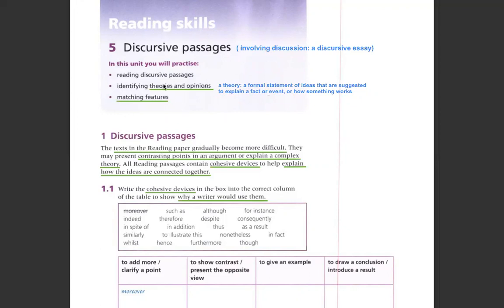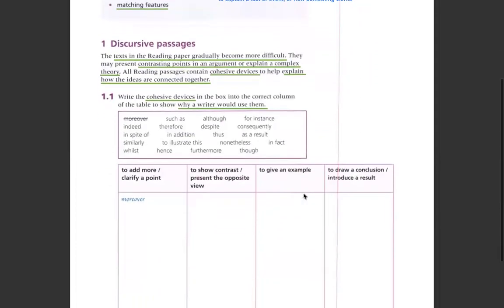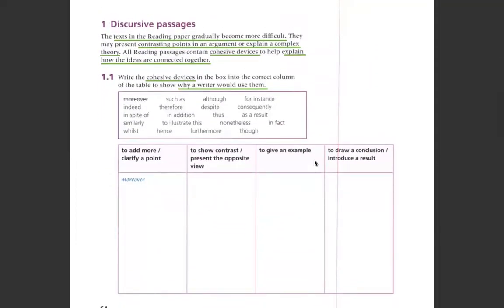We're going to do another matching task. This is a matching feature. And we're also going to do a matching sentence ending task. Okay. Before we do that, let's have a look at these cohesive devices. So these are helpful for reading and also for writing. So when we finish, you can take a screenshot or something and use these words for your writing practice as well.